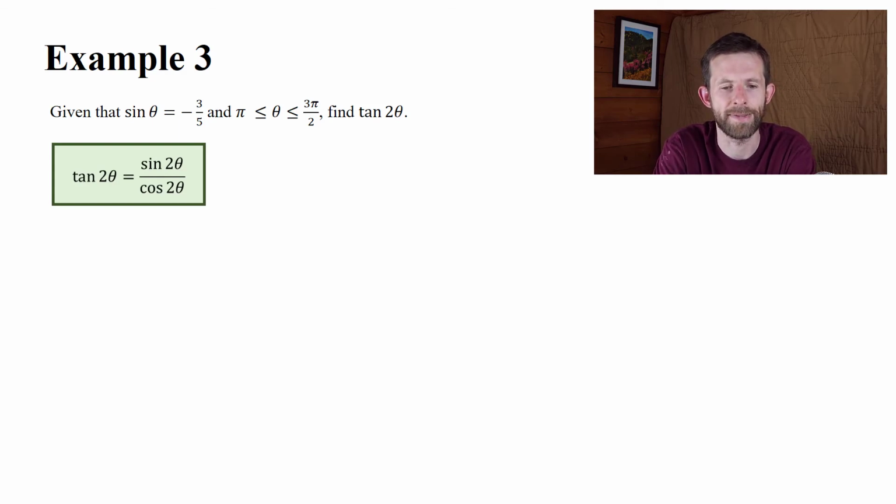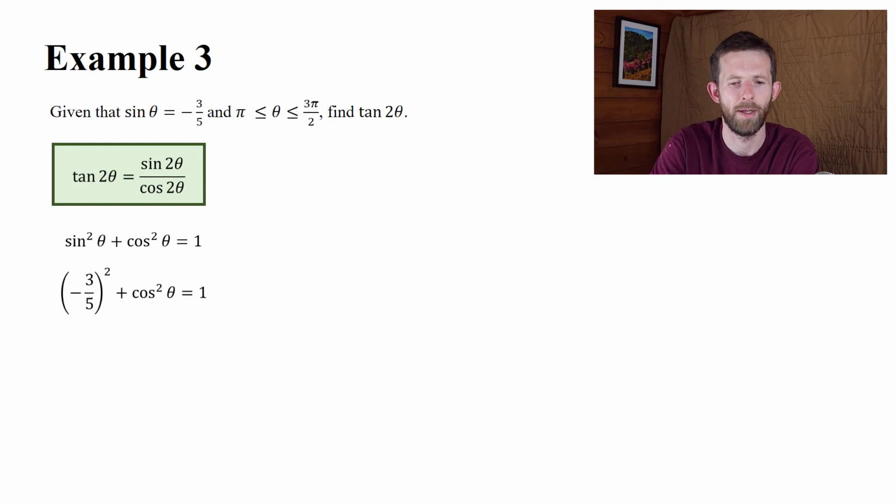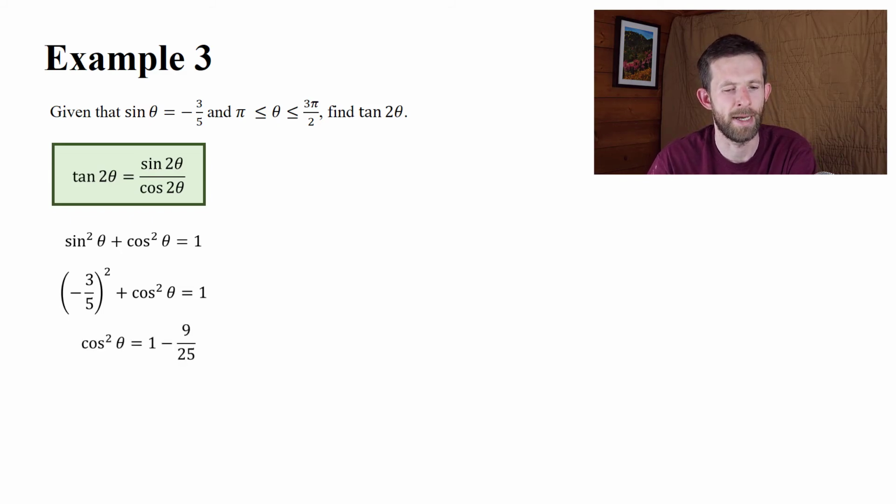So since I will need both of those, I have to find the other one. So I have to find cosine of theta. Sine squared of theta plus cosine squared of theta is 1. I know sine of theta is negative 3/5. So when I square that, I get 9/25. And I'm going to save a step and just move that to the other side. So cosine squared of theta is 1 minus 9/25. Cosine squared of theta is 16/25.